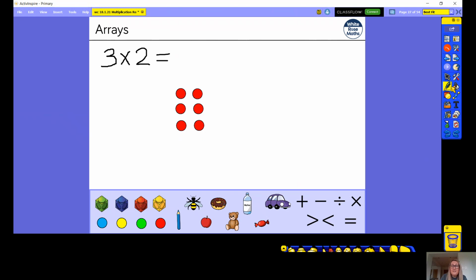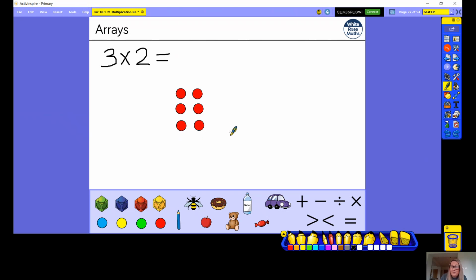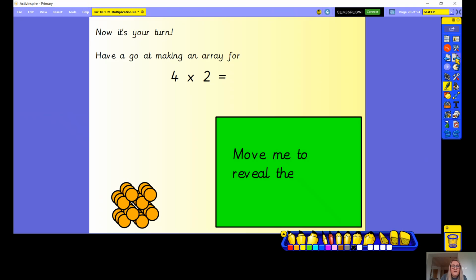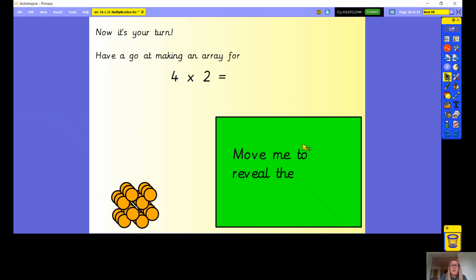And if we were finding the answer to that, we know we can count in twos, can't we? So we could do 2, 4, 6. And the answer would be 6. Excellent. Well done. So now it's your turn. We're going to have a go at making the array for 4 lots of 2. So do you think you could explain to your grown-up how many counters there would be and how many lots of those counters there would be? You can pause the video.